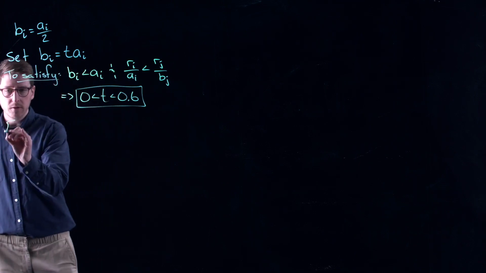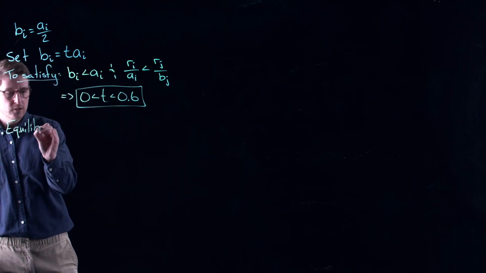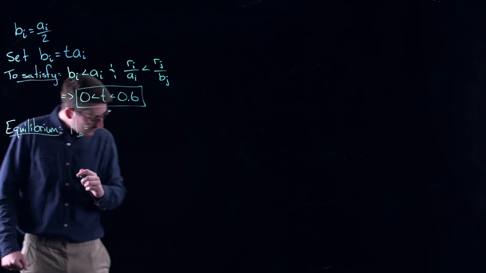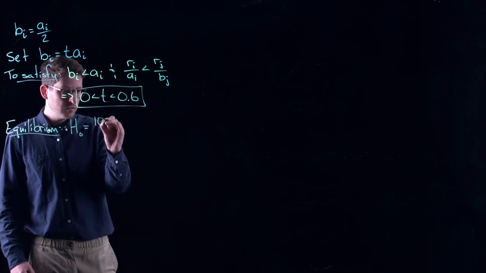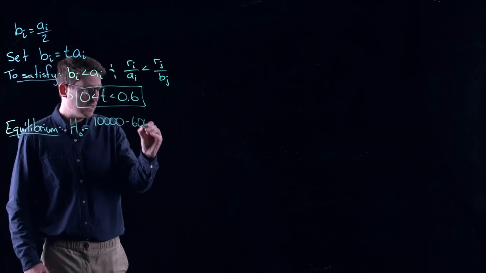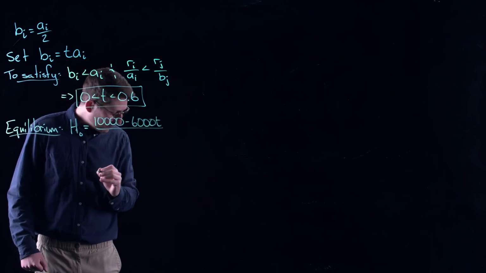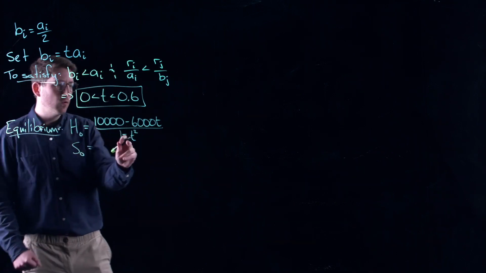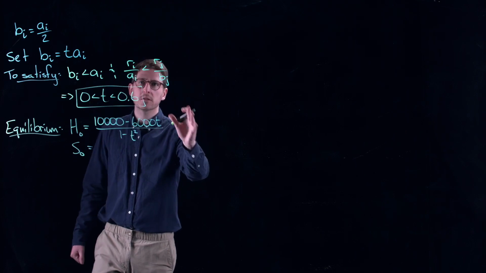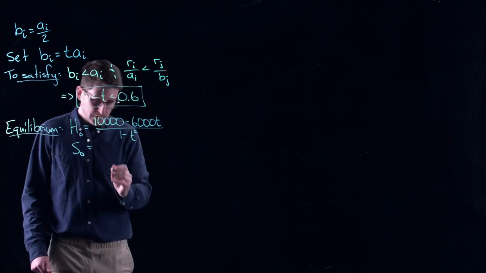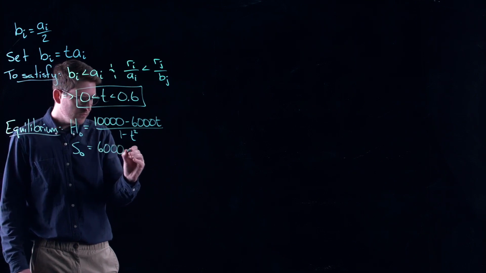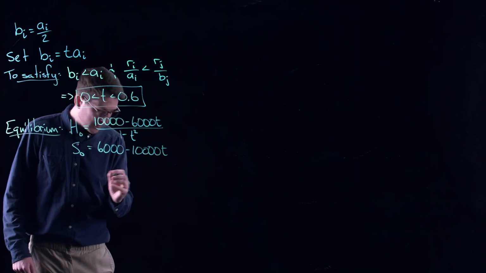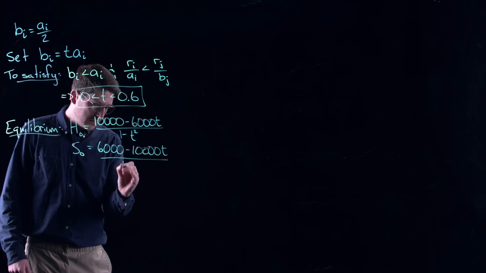Okay, well, now the equilibrium point is going to depend on the value of t, okay? So I'm going to call it h naught again. In this case, it's 10,000 minus 6,000 t, divided by 1 minus t squared. Okay, so again, everything depends on t. And if you want to, you can put t equal to 0.5 in here to recover the results from the previous board. And then here we have 6,000 minus 10,000 t, and then divided by 1 minus t squared.